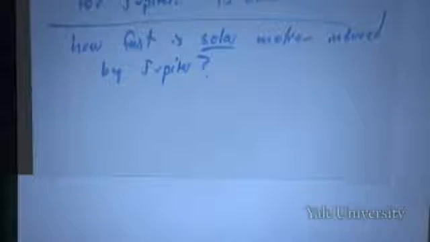Okay, and now we go back to this momentum equation. Velocity of Jupiter times the mass of Jupiter is equal to the velocity of the Sun times the mass of the Sun. What we want to know is the velocity of the Sun. And so that is equal to the velocity of Jupiter, which we just calculated, times the mass of Jupiter divided by the mass of the Sun.